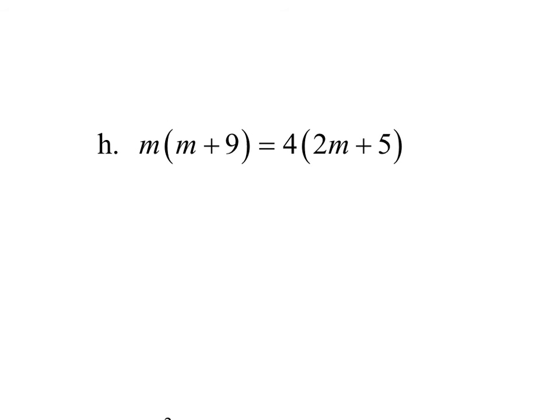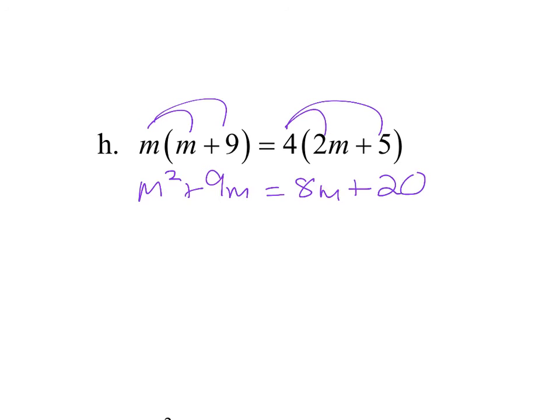Okay. Now I'm going to have to multiply, distribute all these, get it all together. All right, so I've got m squared plus 9m equals 8m plus 20. Now I have to get them all on one side. The m squared is already positive, so I'm shifting everything to that side. M squared. If I subtract 8m, I'm left with just m, and then I subtract the 20.